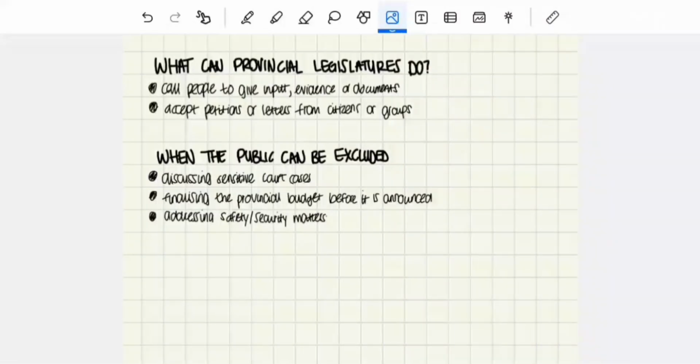Okay, so when can the public be excluded? Just like how a family may have private conversations when planning finances, governments sometimes need to meet privately. That's when the public can be excluded, or basically shut out.